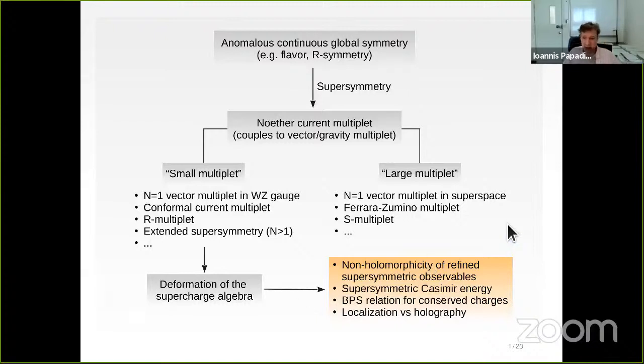And the consequences of that are multiple, especially in the case of supersymmetric observables on curved backgrounds. For example, one of the main consequences is the non-holomorphicity of refined supersymmetric observables. I will try to discuss this towards the end a little bit more. And also the supersymmetric Casimir energy is affected by this deformation, as is the BPS relation from conserved charges. In particular, this makes it very important to take this effect into account when we compare supersymmetric observables computed in different ways, for example, via localization and holography.